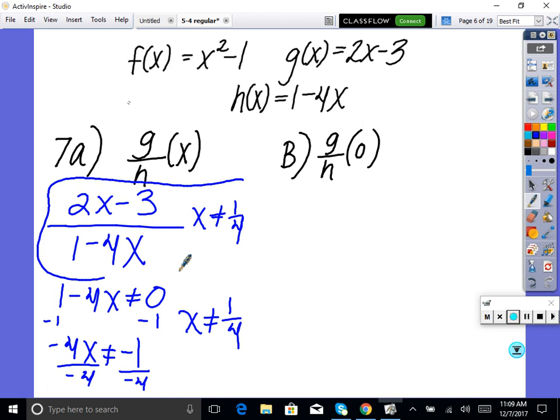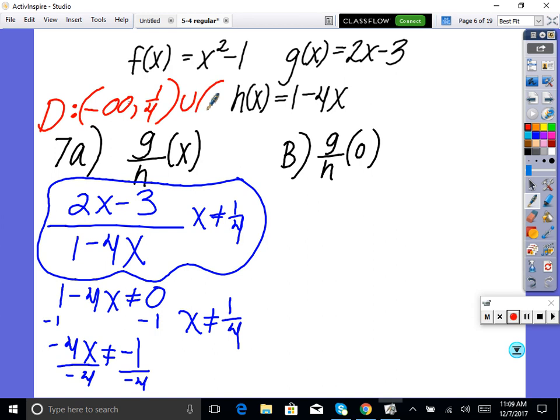And now the domain is really easy since we've done that restriction. That's the only x value that is a no-go in our domain. So let's write it in the advanced way. We're coming in from -infinity up to 1/4, not including a fourth, jumping over it, and then starting from a fourth to infinity. Okay, now let's do part B.